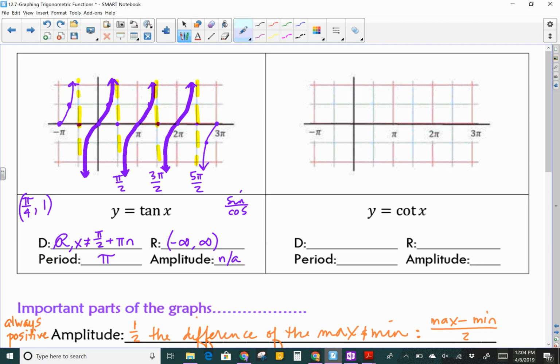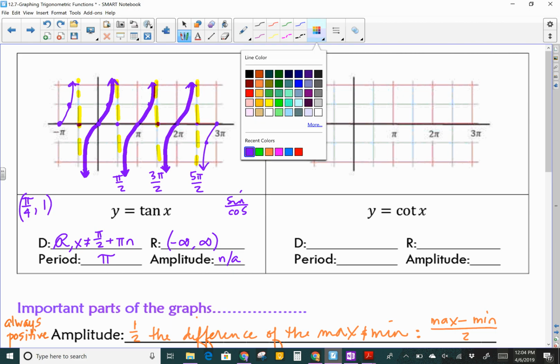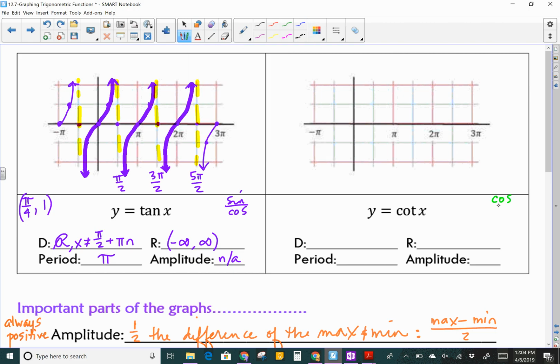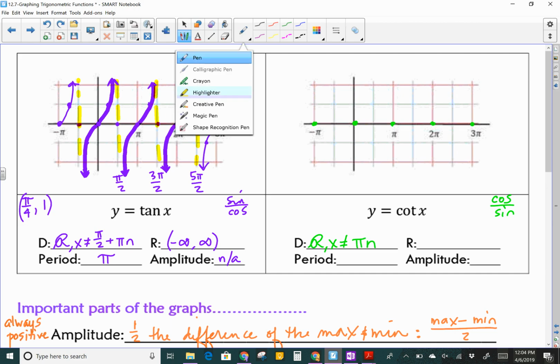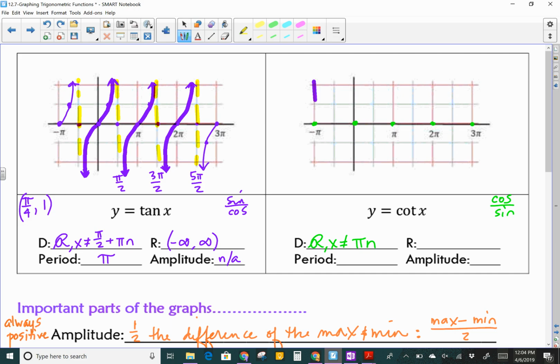Okay, last parent function we have is our cotangent, and our cotangent is cosine over sine. So where is the sine equal to 0? 0 at all those multiples of pi. So that means, because I just said multiples of pi, x cannot be pi n. Those are my asymptotes.